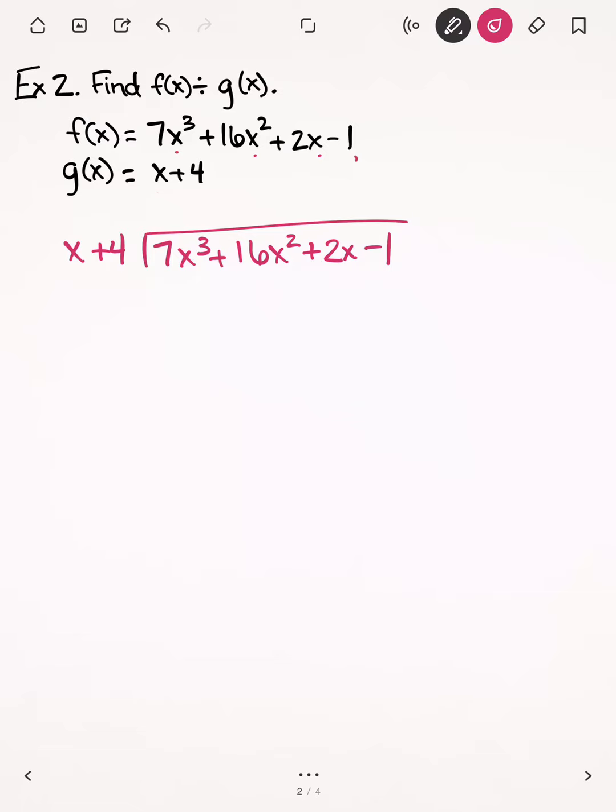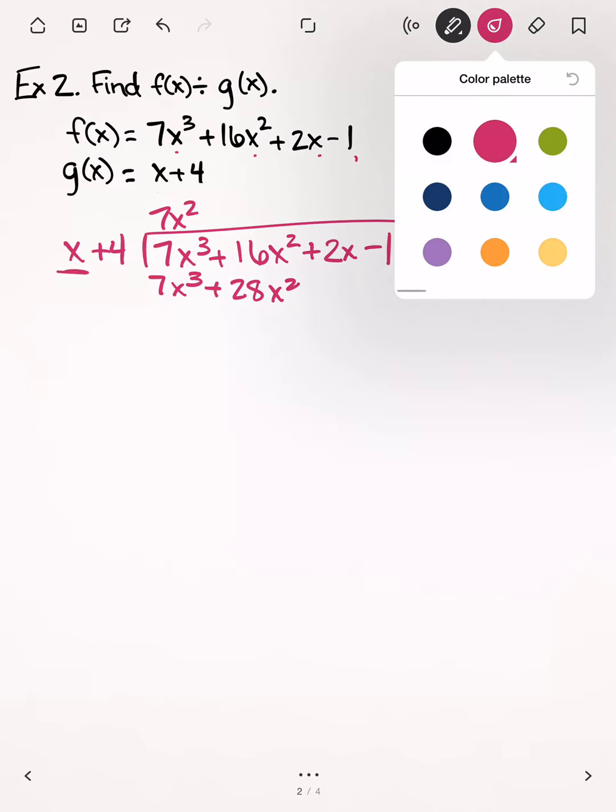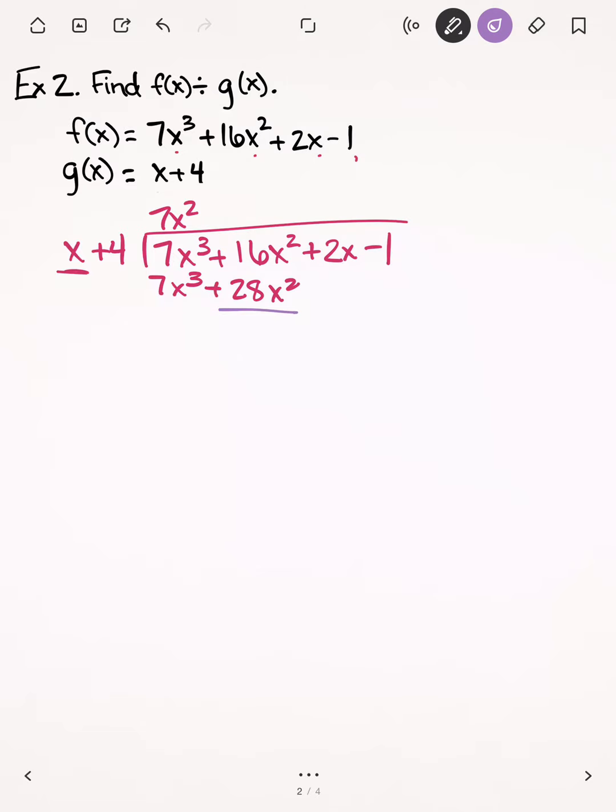So here's our process. We need to figure out what we need to multiply x by to get a 7x cubed. That would be a 7x squared. 7x squared times x is a 7x cubed. I line it up under its like term. 7x squared times 4, that's a positive 28x squared. I changed my colors for your favorite part. Draw the line and change your signs.